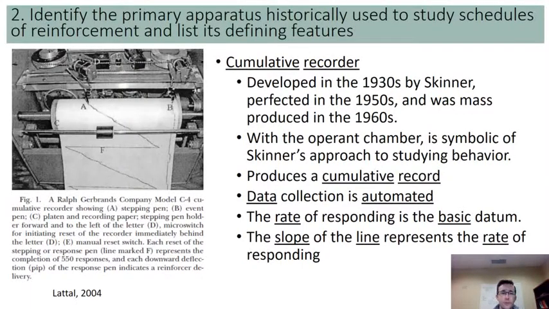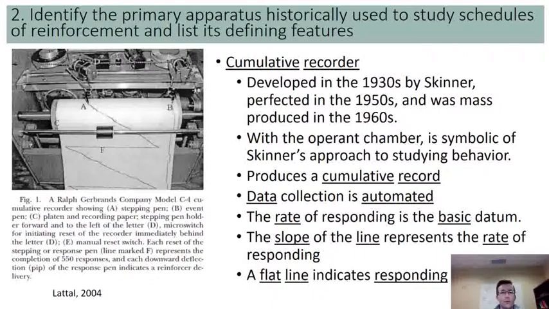A steep slope indicates a high rate of responding. A less steep slope represents a lower rate of responding, and a flat line represents the absence of responding. Responding is no longer continuing; the organism is not engaging in the target behavior. A flat line indicates that responding has ceased. Okay, so that's just a general overview. We're going to get into more detail about the history of the cumulative recorder and cumulative record and the major impact that the cumulative recorder had on the field of behavior analysis.